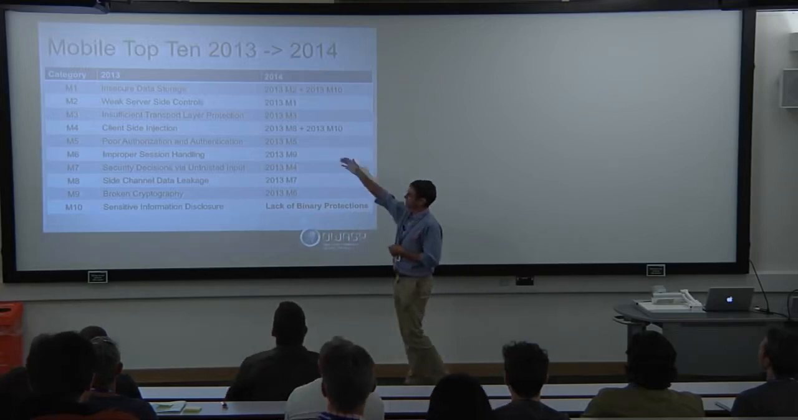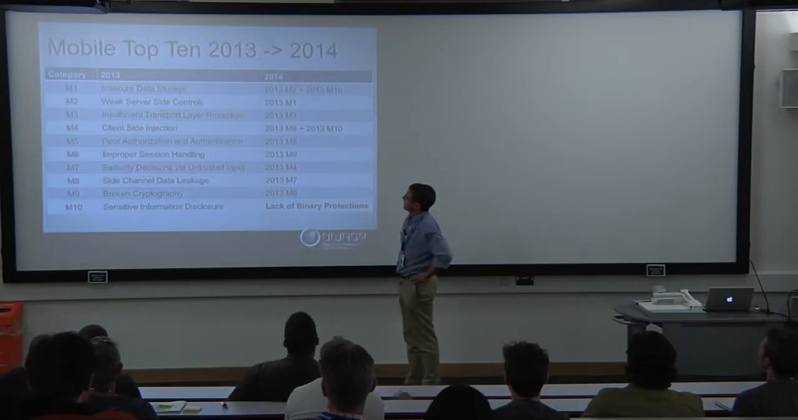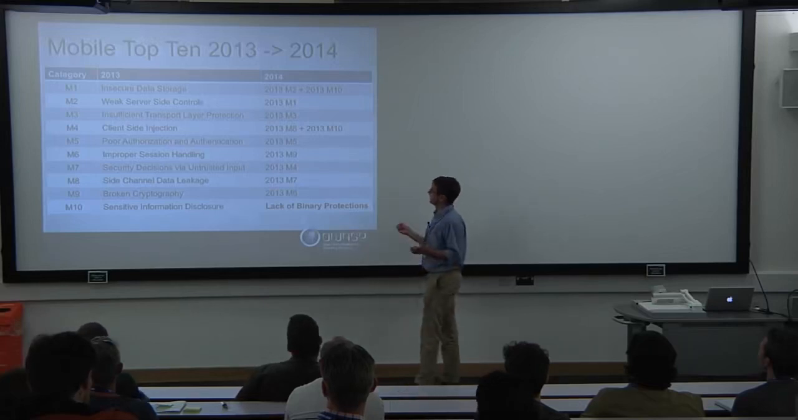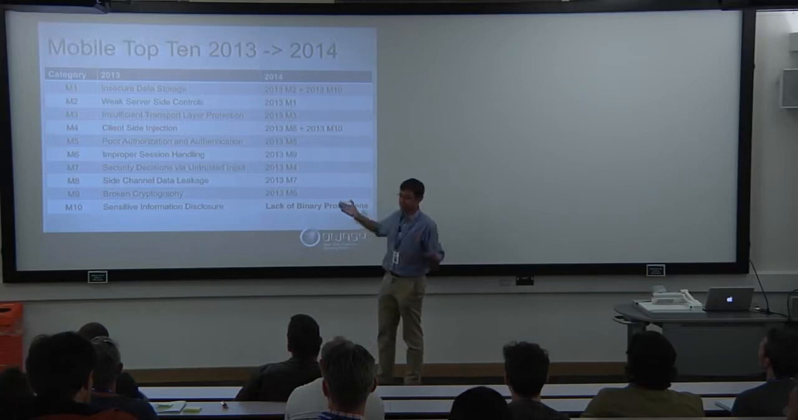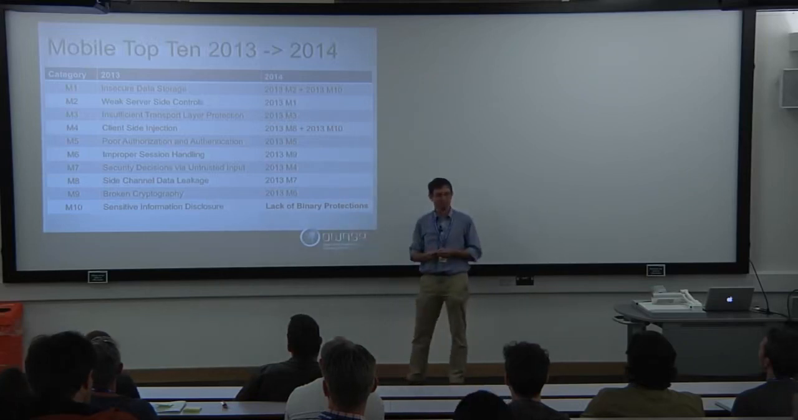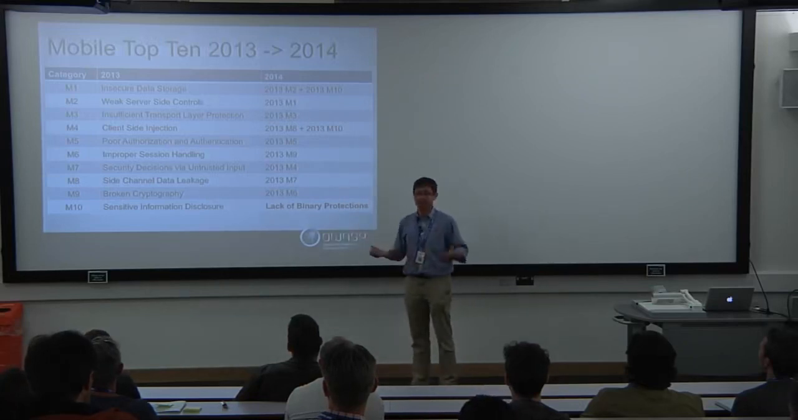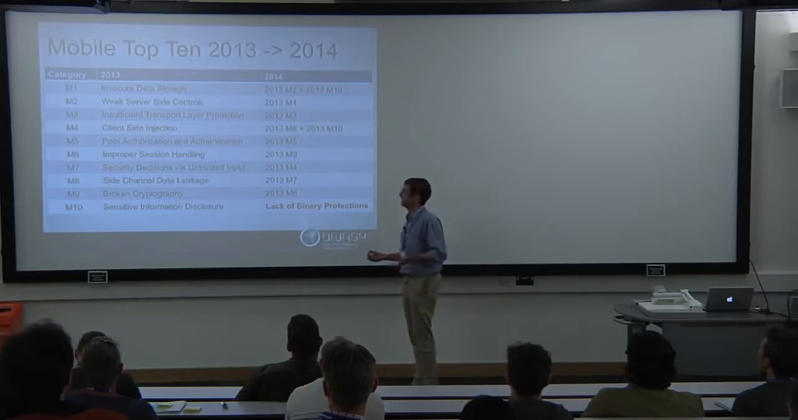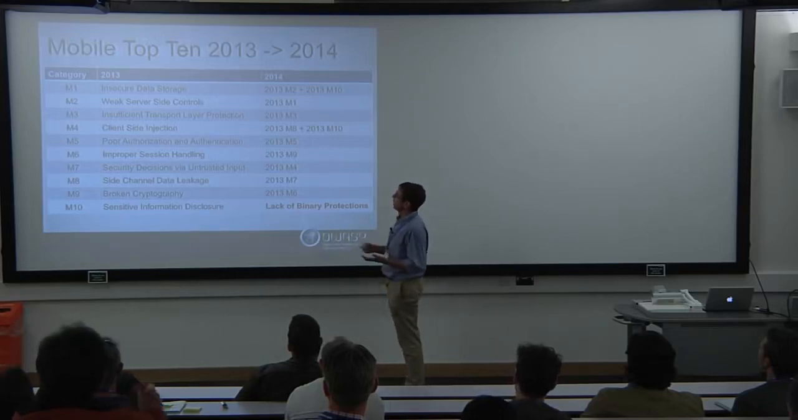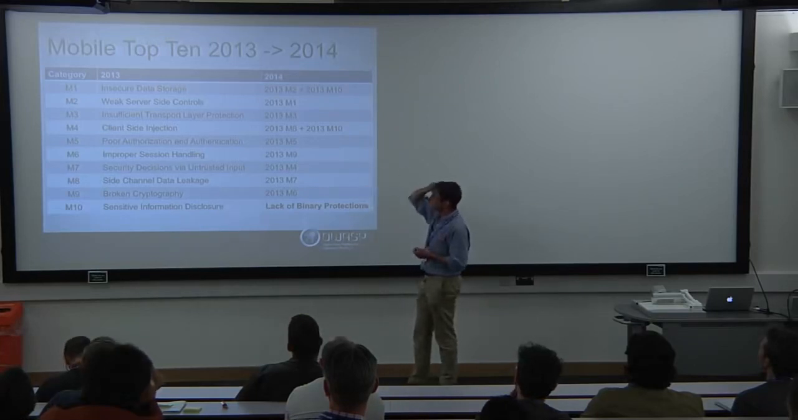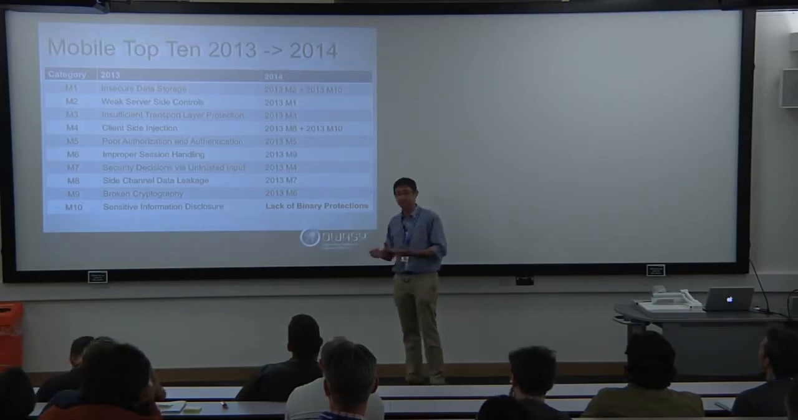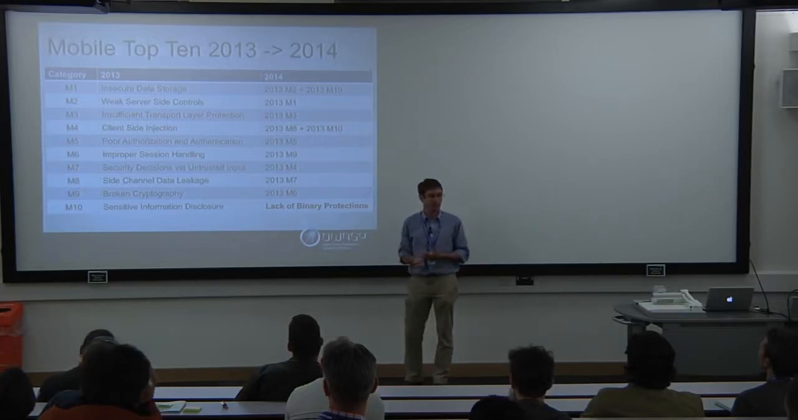Some of these, I'm not going to go through them all in great detail, mostly because I don't know them in great detail. So the top of the list, obviously, insecure data storage. If your data on your mobile phone is insecure, just like on any computing platform, it's easy to get at. Weak server-side controls. Some of these, I read through these, and they're very much the same as you'd have in a web application.